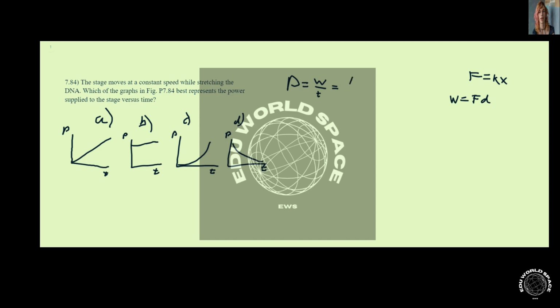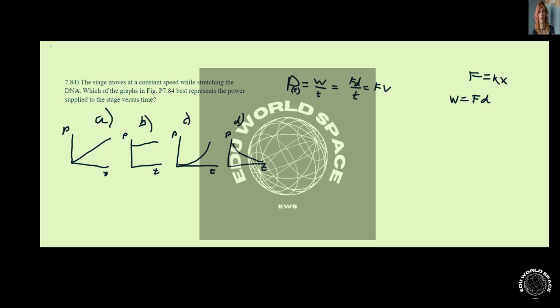So we can write that as force times displacement divided by time. And we'll notice when we have a displacement over time, we immediately turn that into a velocity. And so we can interpret this velocity as the constant speed at which the stage stretches the DNA. So now we know that velocity is going to be constant, but how does that force change? So we're trying to find the power as some function of time, but how does that force change?